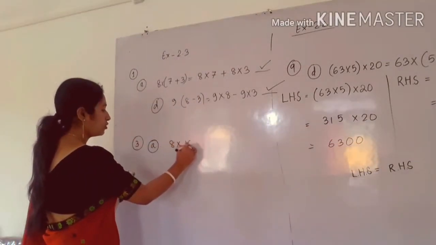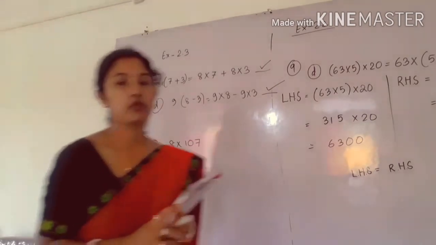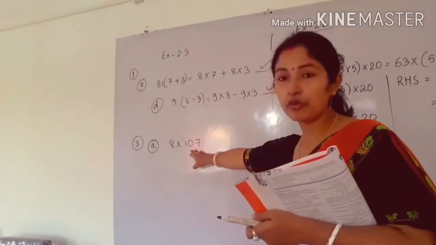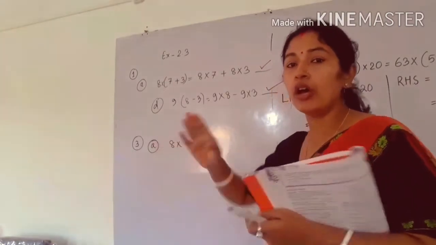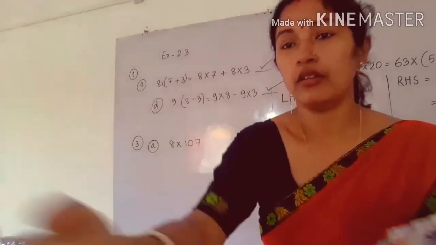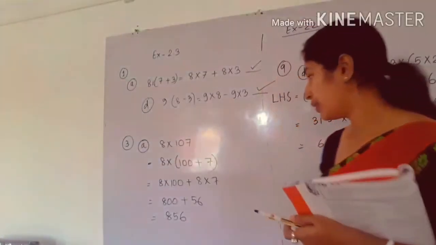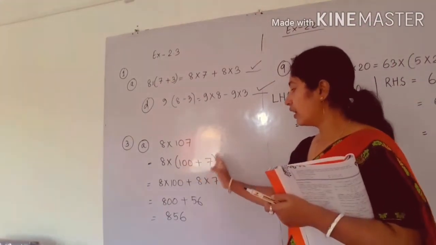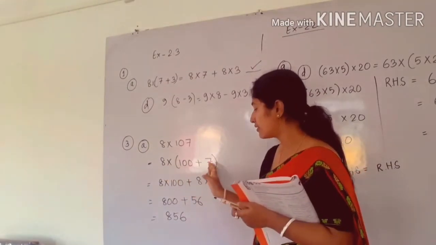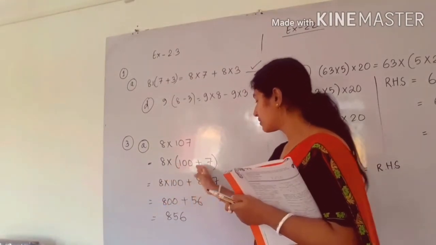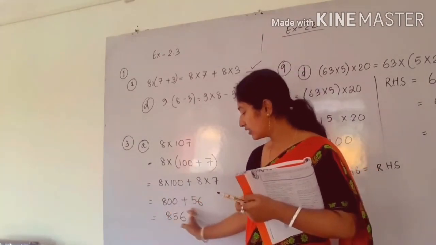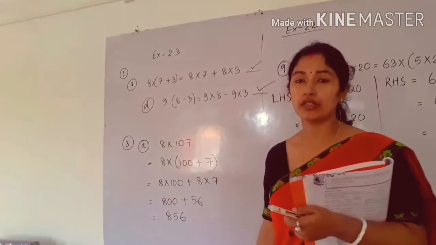See question number 3A. In this we have 8 into 107. So here you have to use the distributive property. First we have to break 107. We can write 107 as 100 plus 7. Then you have to apply the distributive property, that is, 8 distributes over 100 plus 7. So 8 into 100, plus 8 into 7. It will be 800 and 56. By adding these two numbers we will get 856.